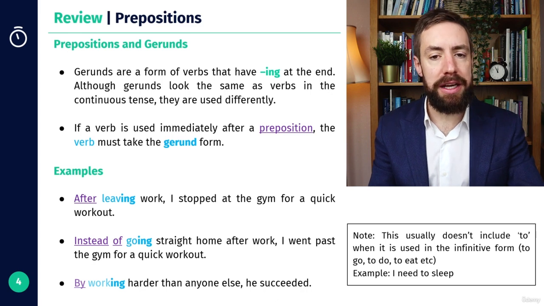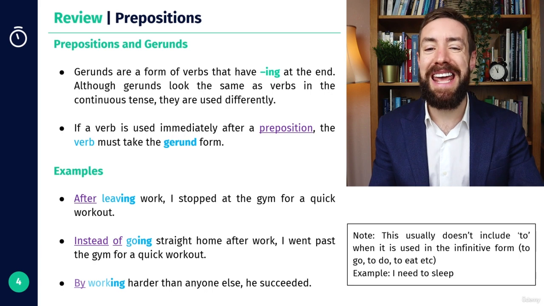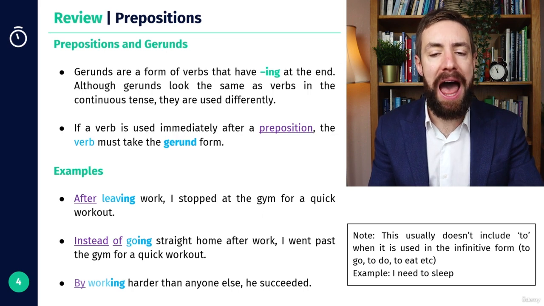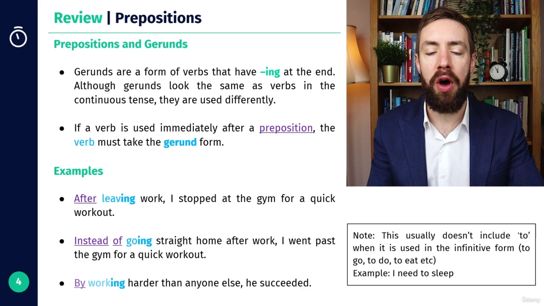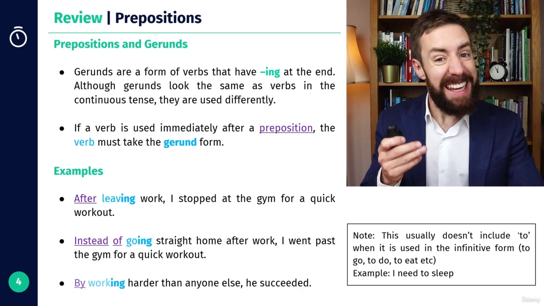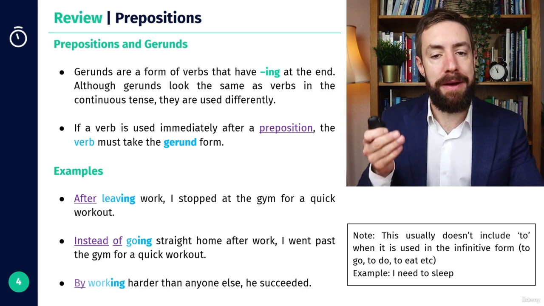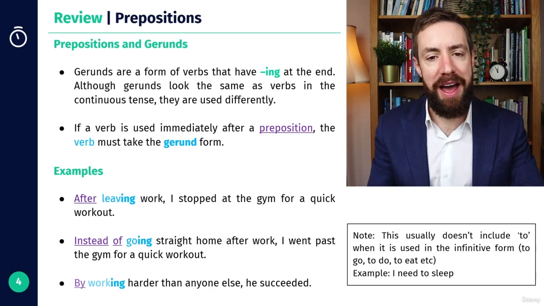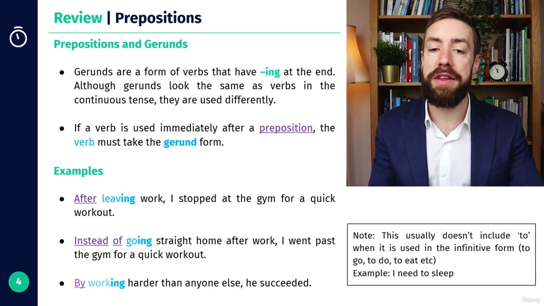This doesn't include to, when verbs use to in the infinitive form, like to do, to go, to sleep. For example, if we say, I need to, it would be, I need to sleep, not I need to sleeping, even though to is a preposition. Okay, so that's the one exception. Other than that, we should follow this rule.